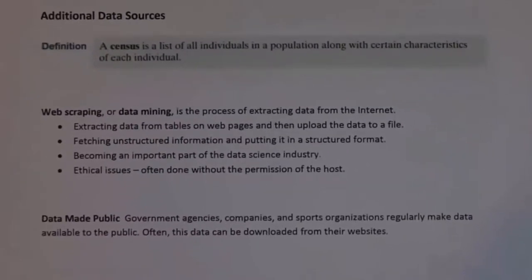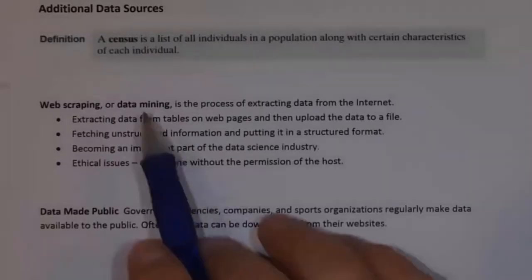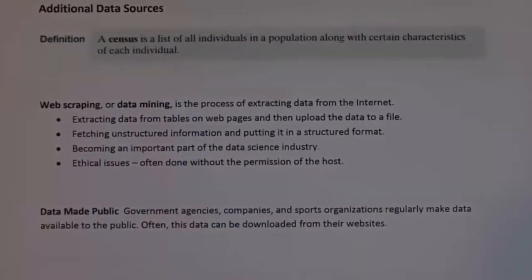Additional data sources. So we've talked about observational studies, we've talked about designed experiments, and we've talked about specific types of observational studies. Well, additional data sources, we can get data from a census. So what's a census? A census is basically a situation where we get information from every individual in the population. So we have to have a census in order to calculate a true parameter, as opposed to a sample that's going to calculate a statistic.